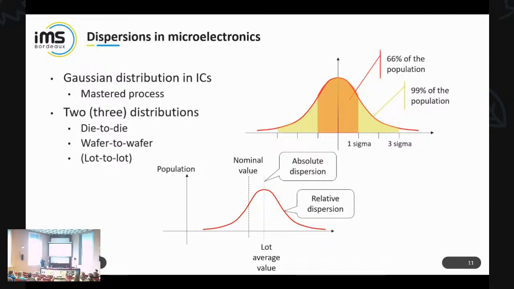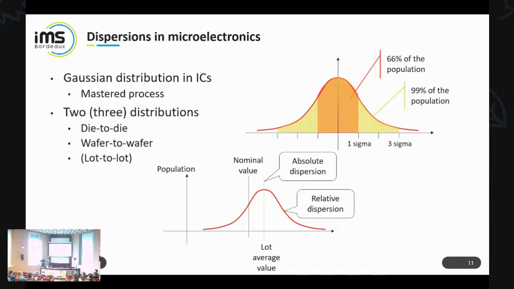And finally, lot to lot: a wafer which is done on Monday and a wafer which is done on Sunday might not have the same parameters either. The lot to lot dispersion can also be considered, but it's not always available in the model we have. If you have a real Gaussian, 60%, two-thirds of the population, is within one sigma, and 99%, almost all of the population, but still 1% when it's mass production is significant, is supposed to be within three sigma. And with lot to lot, you have a nominal value and the lot is shifted, so you have the absolute dispersion and the relative dispersion. You have to take care of all of that to be sure that your circuit at the end of the day will verify the specification that you are targeting in your design.